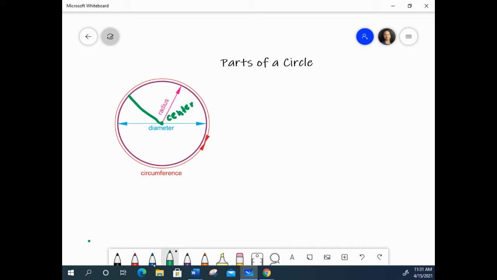Then we have what's called a diameter. A diameter goes from one edge through the center to the other edge of a circle. So that is considered your diameter. Now your diameter is twice the length of the radius. So if this was our diameter right here, then our radius would just be half of that. Okay, so diameter and radius.